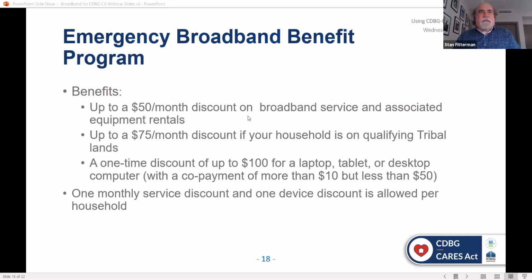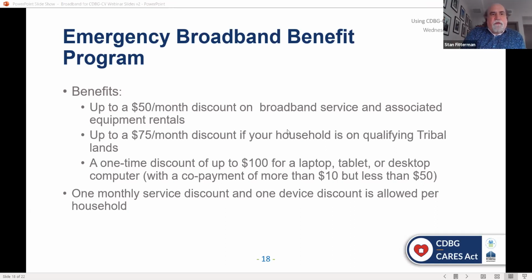And then if we go next, we'll see the benefits. I would say, unfortunately, it's only up to 1 month of service, but folks can at least get a $50 a month discount on broadband, $75 a month if they're on tribal lands, and a one-time discount of up to $100 for a laptop or tablet. And again, it's only 1 month, but at least it's something.